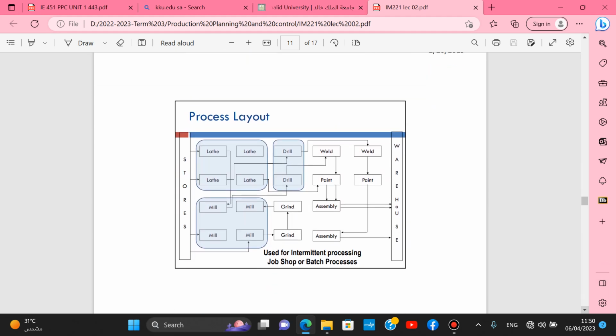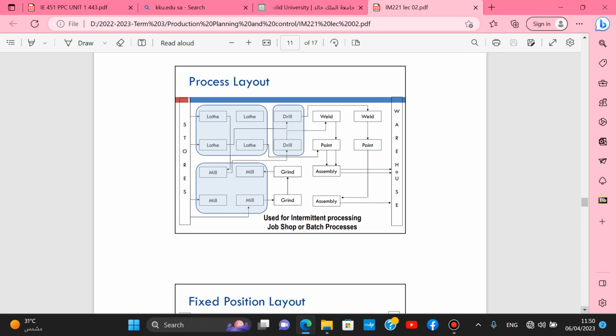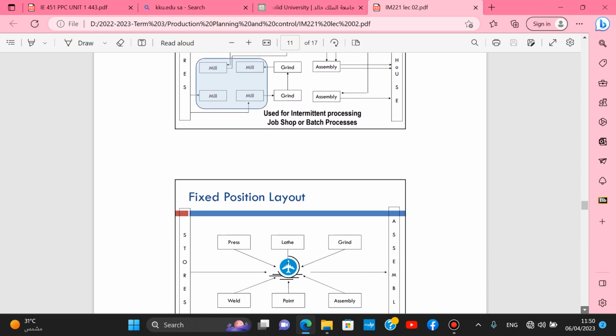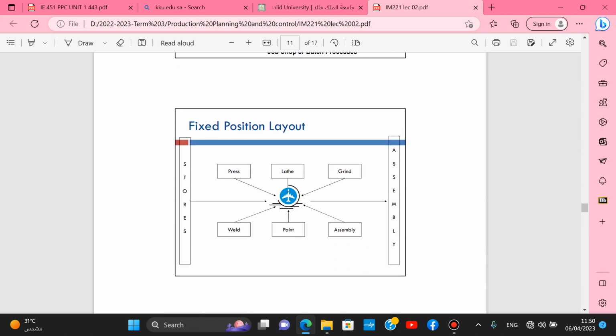البروسيس لايوت لما بنجمعوا الماكينات كلهم، يعني حسب نوع الماكينة في مكان واحد. يعني مثلا ماشينز اوف لاث كلهم هنا، الميل كلهم متجمعين هنا، الدريل يعني التقسيم يكون حسب البروسيس. اوكي، لهنا نستعملوها في الجوب شوب ولا في الباتش بروسيسز. الفيكسد بوزيشن لايوت هذه لما يكون البرودكت فيكسد في مكانه والماكينات هي اللي بتتنقل علشان نقوموا بالمانيفاكتورينج operations. مثلا في صناعة الطائرات مو الطيارة اللي راح تمر من ماشين لماشين، الماشينز هم اللي يروحوا للطيارة وإلى السفينة علشان نقوموا بالعمليات التصنيعية اللازمة.